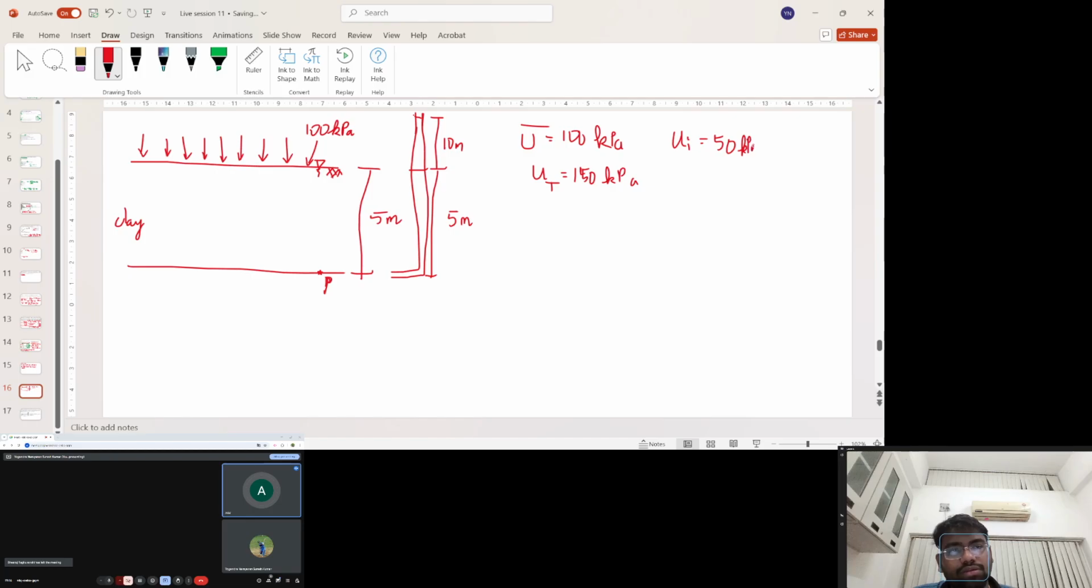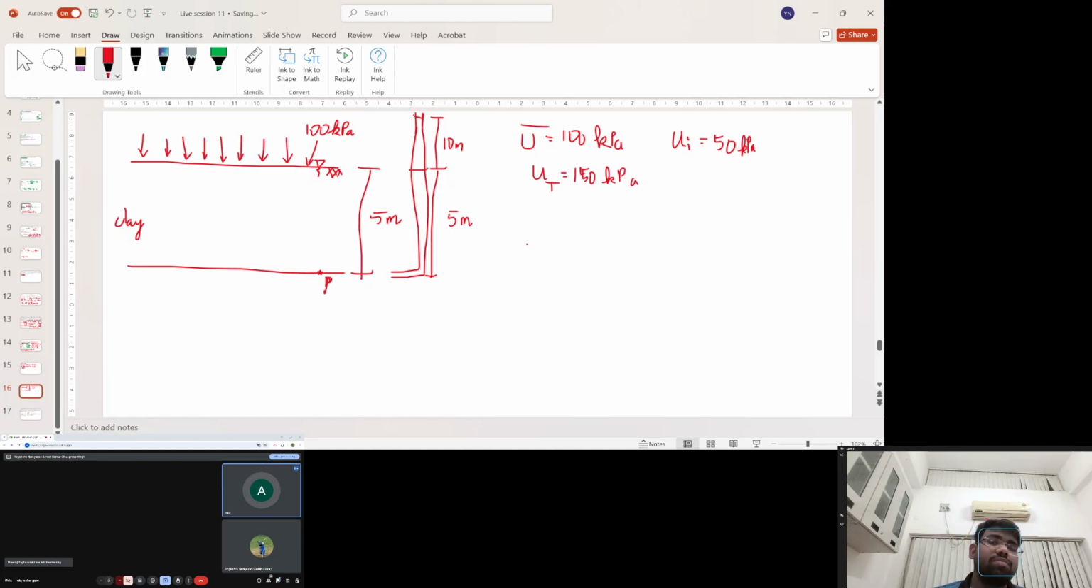Now, this is my question. For example, at the end of the consolidation, what is the U bar and U total? U bar will be 0. That is clear, that was your first question in today's session. What is going to be UT? Is it 50, less than 50, or 0?